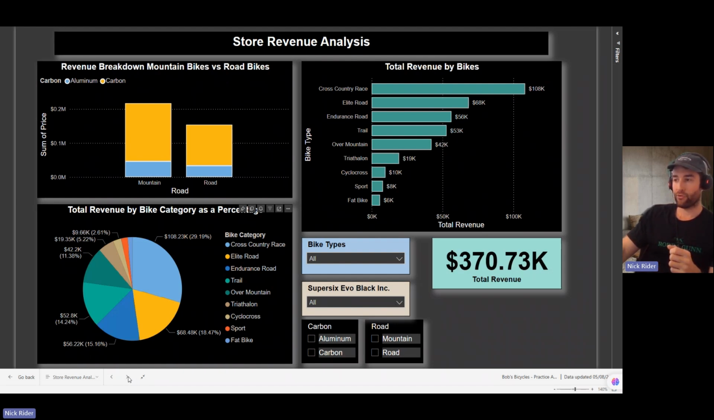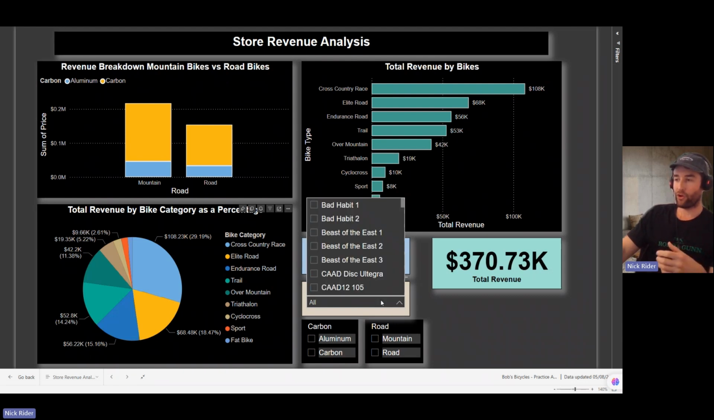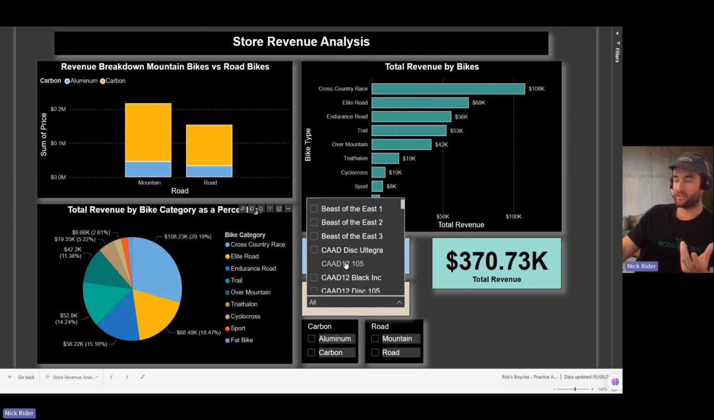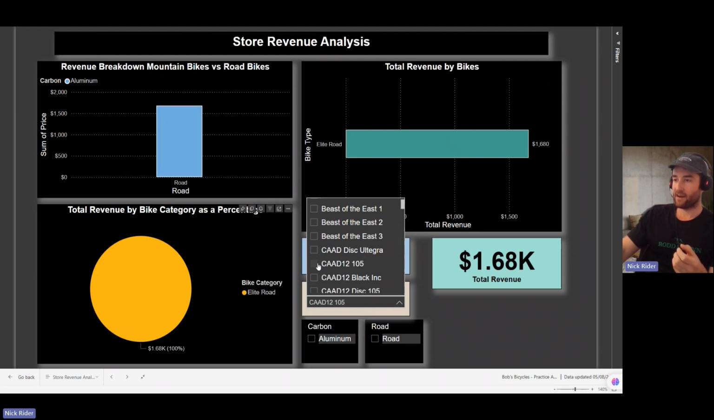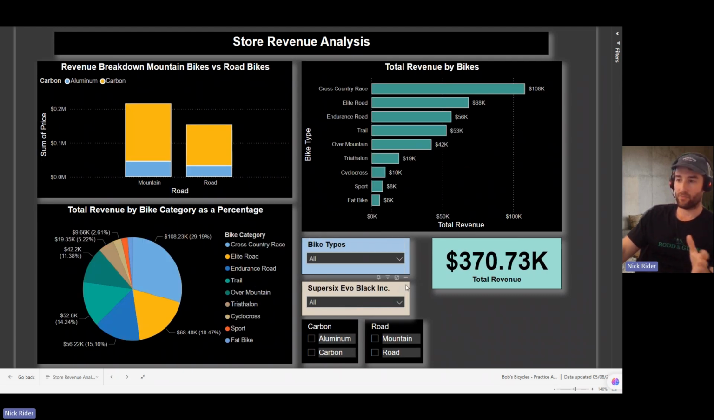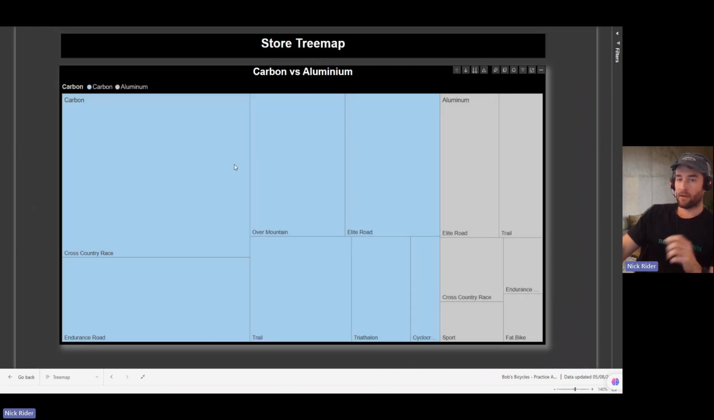And then the final chart we can have a look at, just before I get there, I've also got another slicer on here for Super 6 Evo bikes. So you can have a bit of a look at the breakdowns here of all the different bikes, how much, okay, so made 2.6k, 66k on his CAD disc Ultegra. And we can pinpoint it in our next catch up.